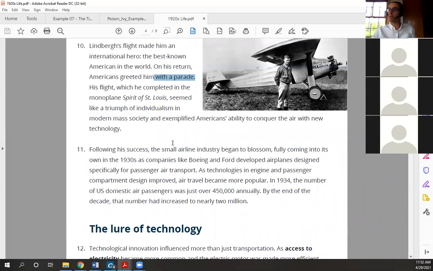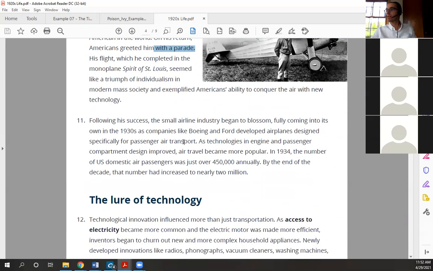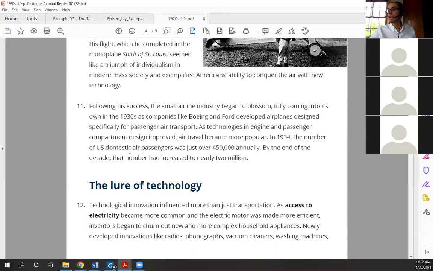It says following his success, the small airline industry began to blossom, fully coming into its own in the 1930s as companies like Boeing and Ford developed airplanes designed specifically for passenger air transport. As technologies in engine and passenger compartment design improved, air travel became more popular. In 1934, so this is 7 years after Lindbergh, the number of U.S. domestic air passengers was just over 450,000 annually. By the end of the decade, that number had increased to nearly 2 million.